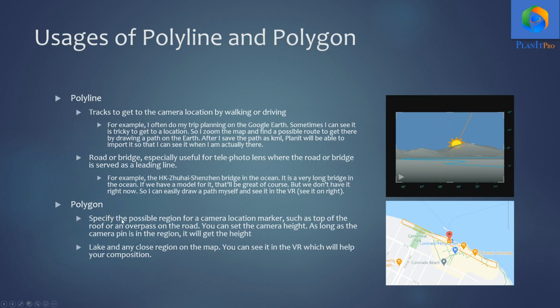For the polygon, you can use a polygon to specify a region for the camera locations. Let's say your camera is on a rooftop and it's only a certain area that you can work around to get to the shot, and you can specify the height for the height of the roof. Then if your camera pin is within that location, you will get the height you specified. And if your camera pin is outside the region, you will not get the height. This is one easy way you can specify the height for certain camera locations.